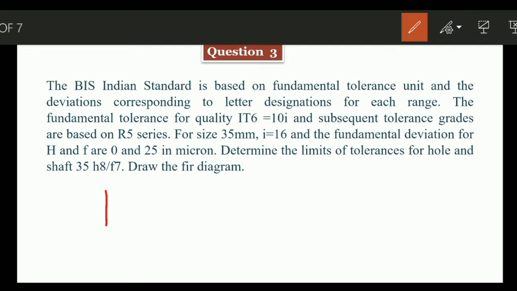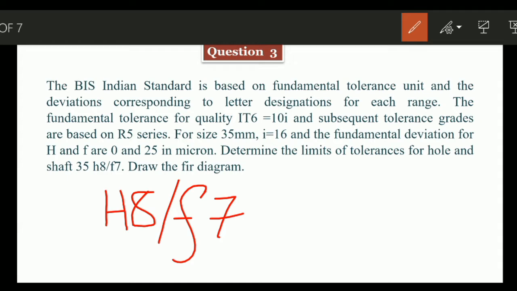So this is actually H8 F7. Okay, so you have to find out the fit diagram. So this is not FIR, you have to find out the fit diagram.